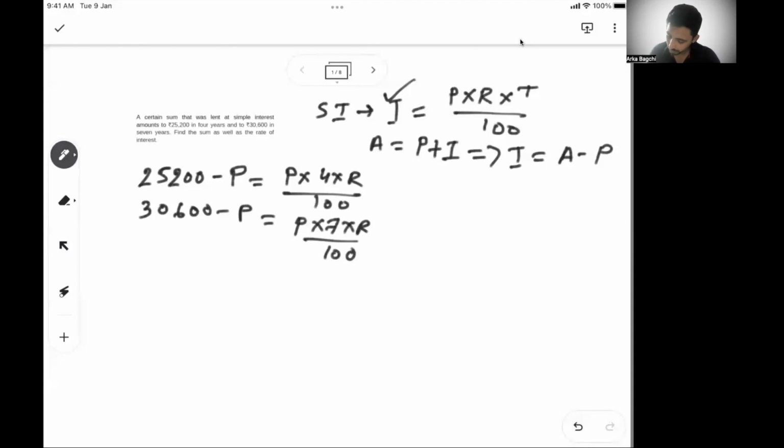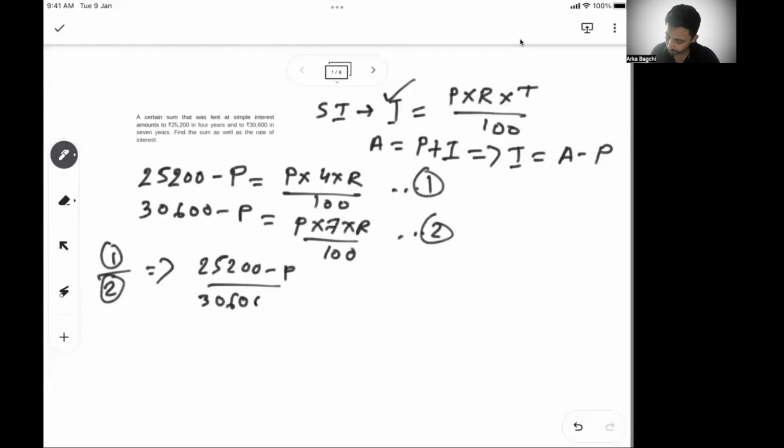If this is equation 1 and this is equation 2, we do 1 divided by 2. So (25,200 minus P) divided by (30,600 minus P) equals 4PR divided by 7PR. The 100s get cancelled, and P and R also get cancelled. So it is 4 by 7, and you can cross multiply and solve it for P.